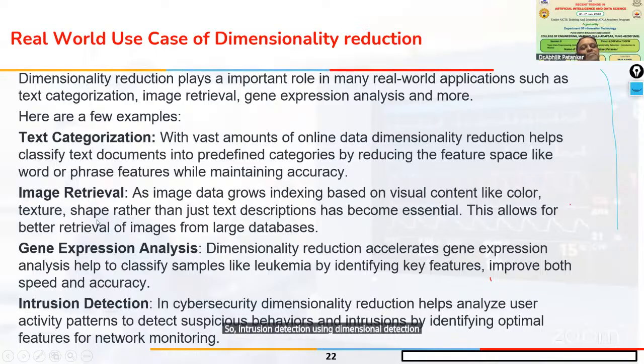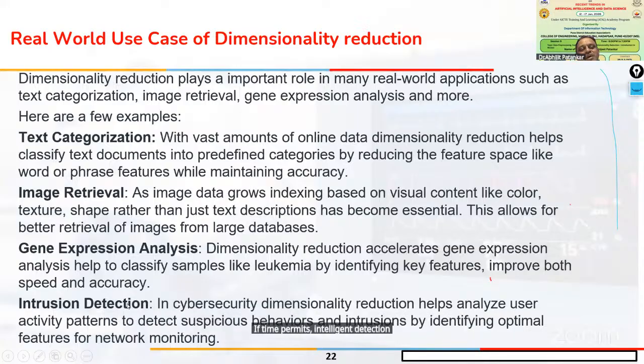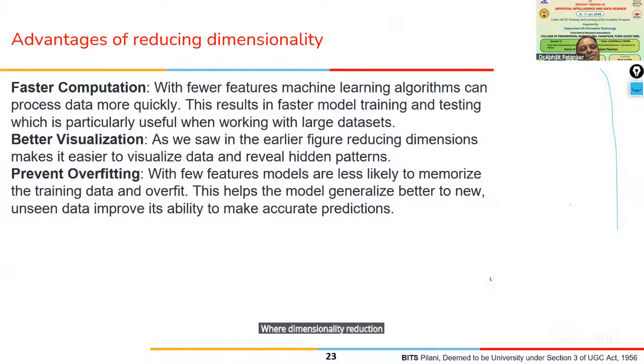So many papers are there. I will show you if time permits. Intrusion detection papers are there. Then gene expression analysis, lots of work is going on. So this kind of work in ML you can do using dimensionality reduction, because text categorization, text sampling, requires time to explain. So you just search for papers relevant to this if you want to do more work on dimensionality reduction. Okay, so these are the real world case studies where dimensionality reduction can be applied.